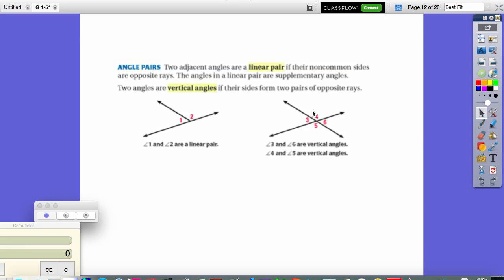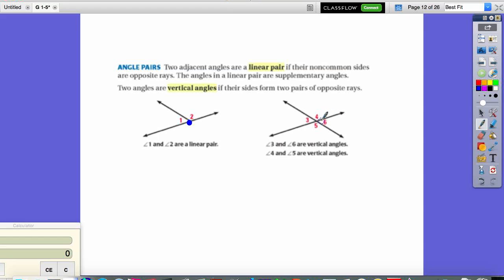Now we're going to talk about angle pairs. So two adjacent angles are a linear pair if their non-common sides are opposite rays. The angles in a linear pair are supplementary angles. We are going to use the linear pair postulate quite a bit in this class. Two angles are vertical angles if their sides form two opposite rays. So let's look here. We can see that angle 1 and angle 2 have an adjacent side, and their non-adjacent, non-common sides form opposite rays.